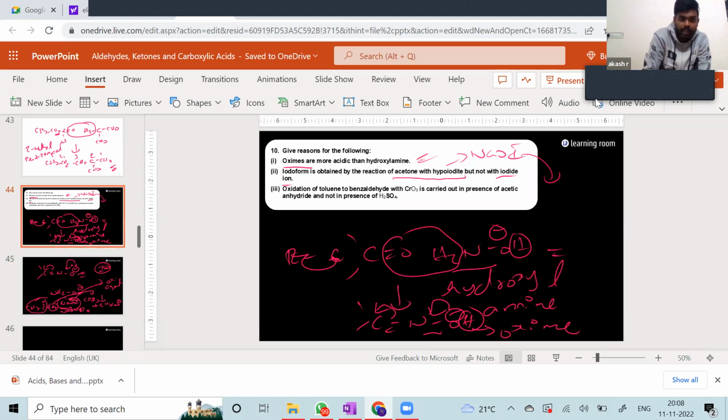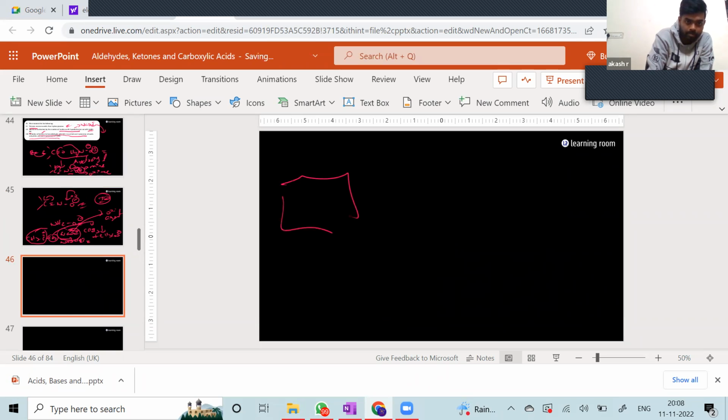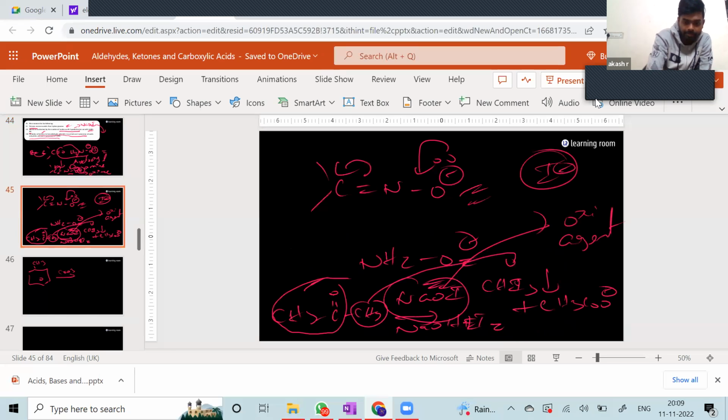Okay, right. Next, oxidation of toluene to benzaldehyde with CrO3 is carried out in the presence of acetic anhydride and not in the presence of H2SO4. If you use H2SO4, it is also going to be a quite strong oxidizing agent, which will convert your benzaldehyde into benzoic acid. Is it not? So what are they telling? Toluene is C6H5CH3. Now, if you go for CrO3 in the presence of what? In the presence of acetic anhydride.